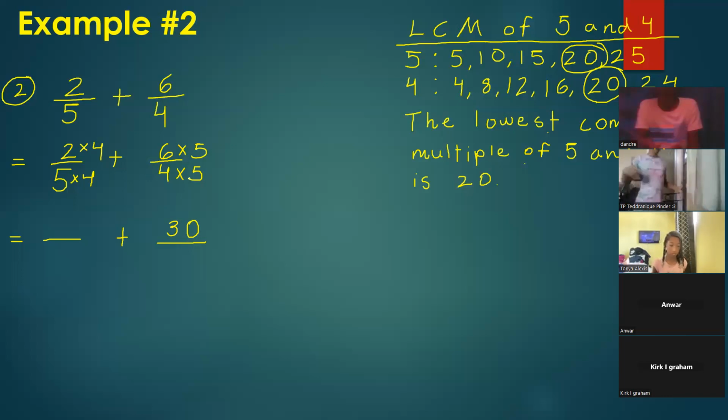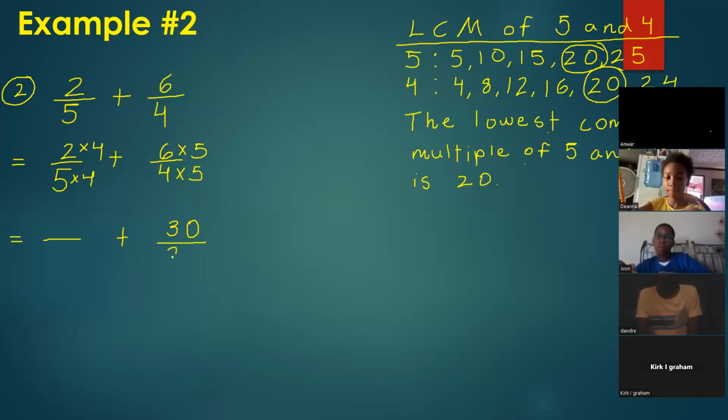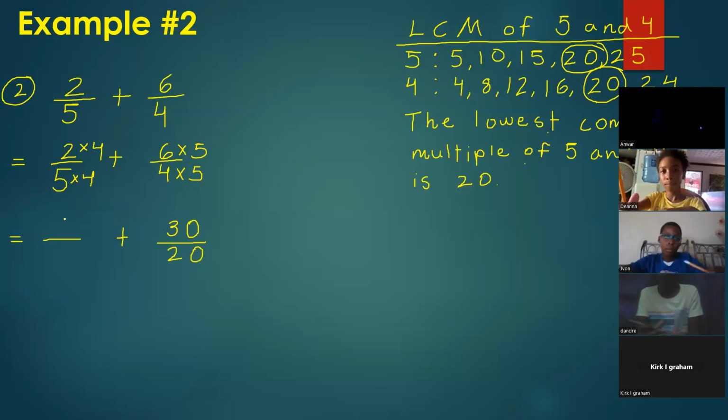Ariana, what is 4 times 5? 20. Very good. Javon, what is 2 times 4? 8. And what is 5 times 4? 20.